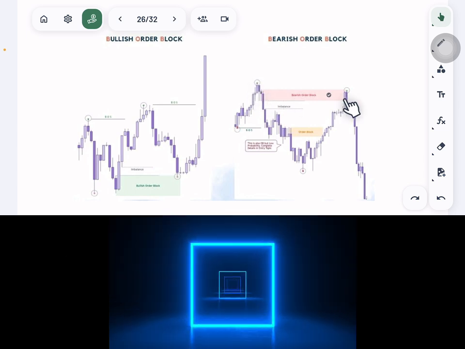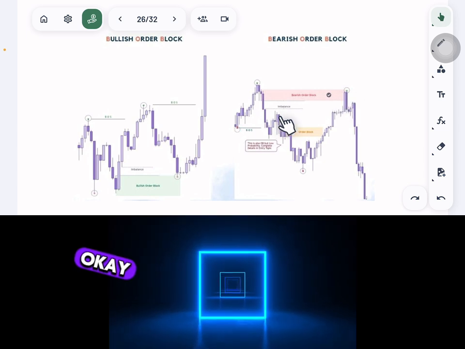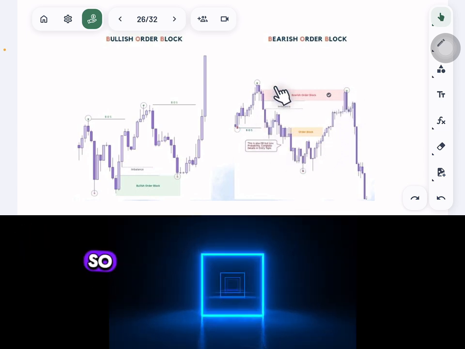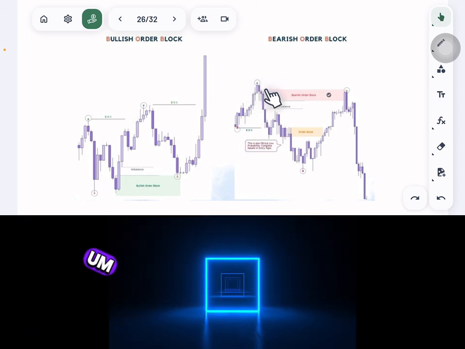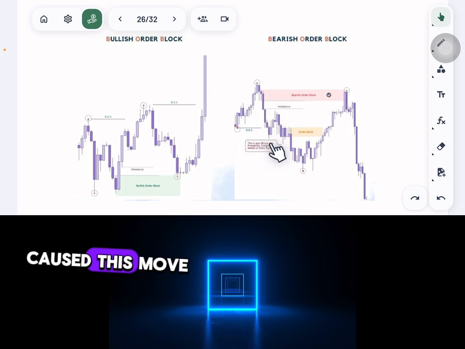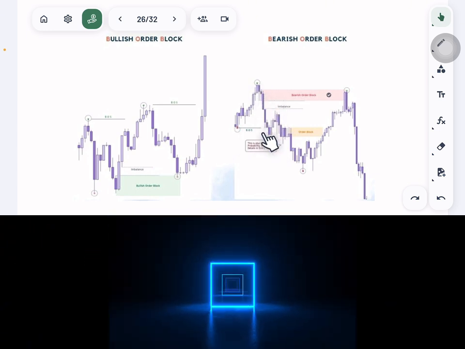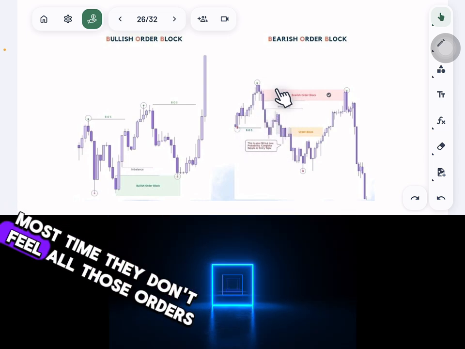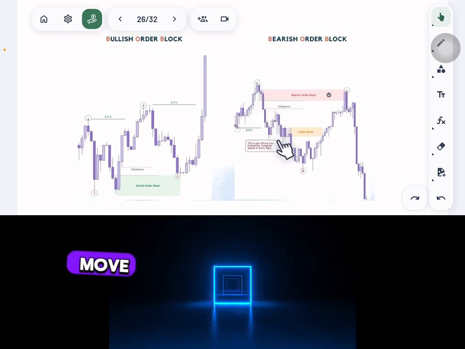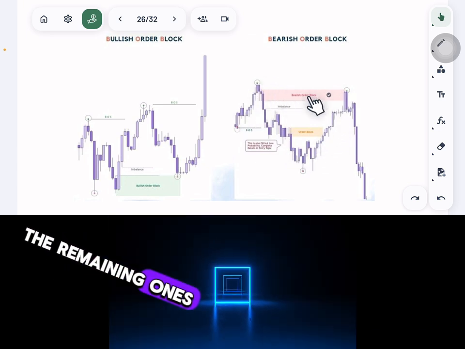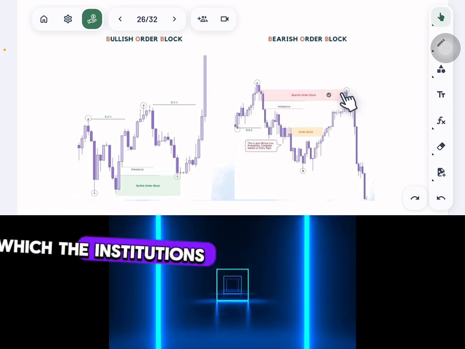So you mark it out, mark the entire candle here, including this high, mark it out. Okay, and wait for price to return to it. So the big banks, the big financial institutions, they must have placed their order here that caused this move, this aggressive move that broke the structure. And then like I said earlier, most times they don't fill all those orders at once. They fill them in bits. So they filled the first one that caused this move, and they went back to fill the remaining ones. And then this is where you take your trade, so that you join and trade with the institutions.